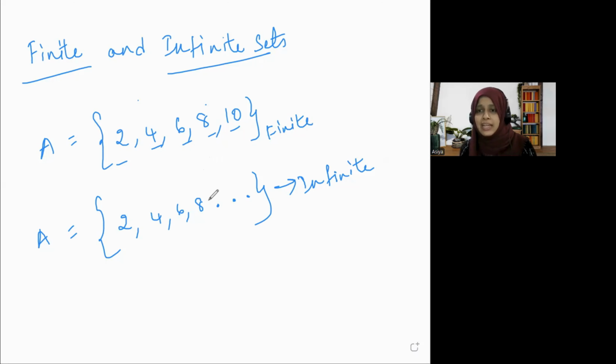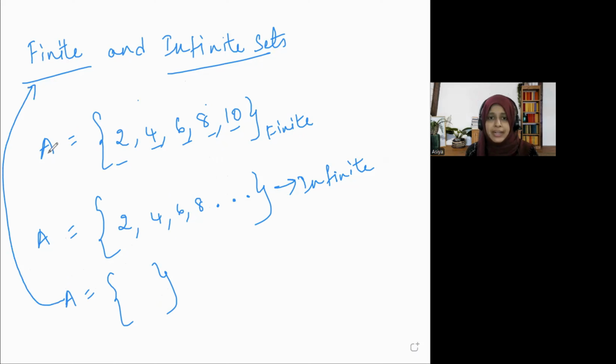finite set wherein I have definite number of elements in my set. Now I have a question. I am writing another type of set here. Now just let me know which type of set does it belong to, a finite set or an infinite set. What is this? This is a null set. So what do you think? Does it contain infinite number of elements? No, it does not contain any element at all. And it will come under the category of finite set.